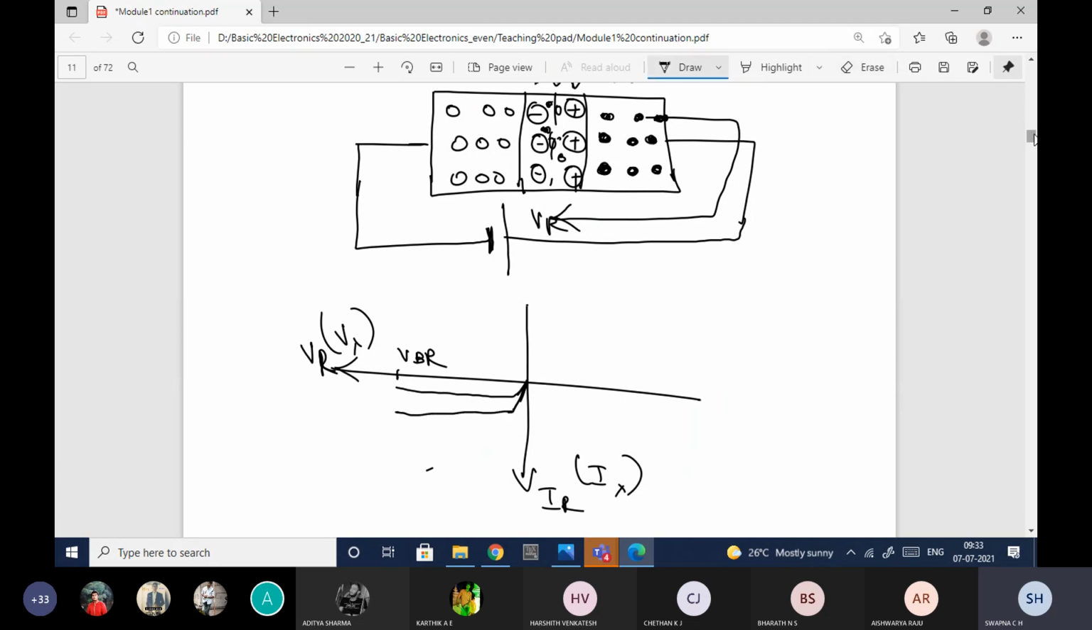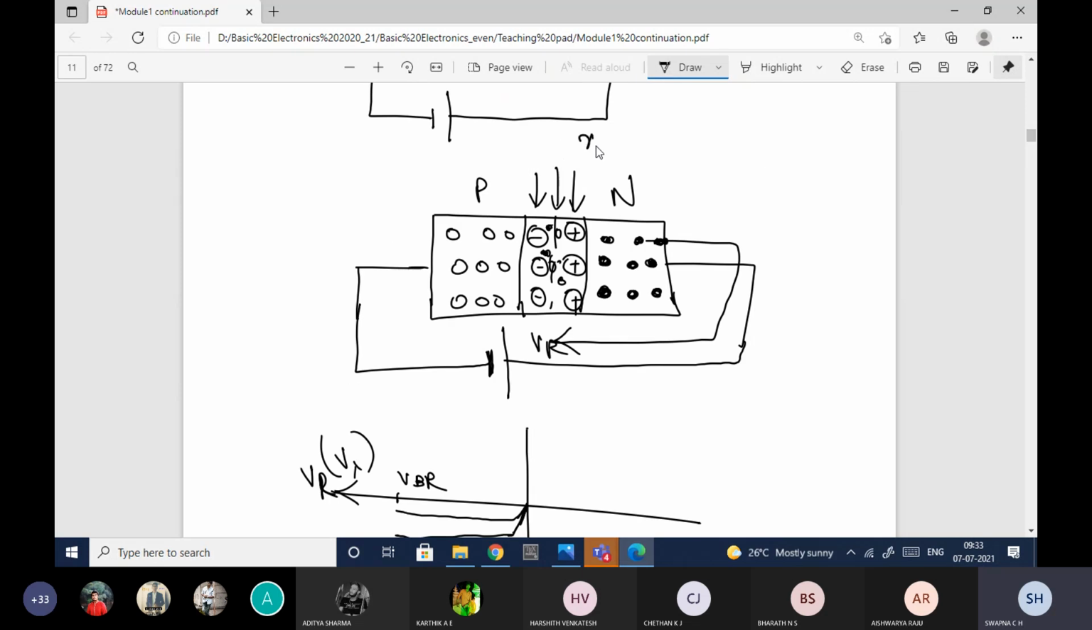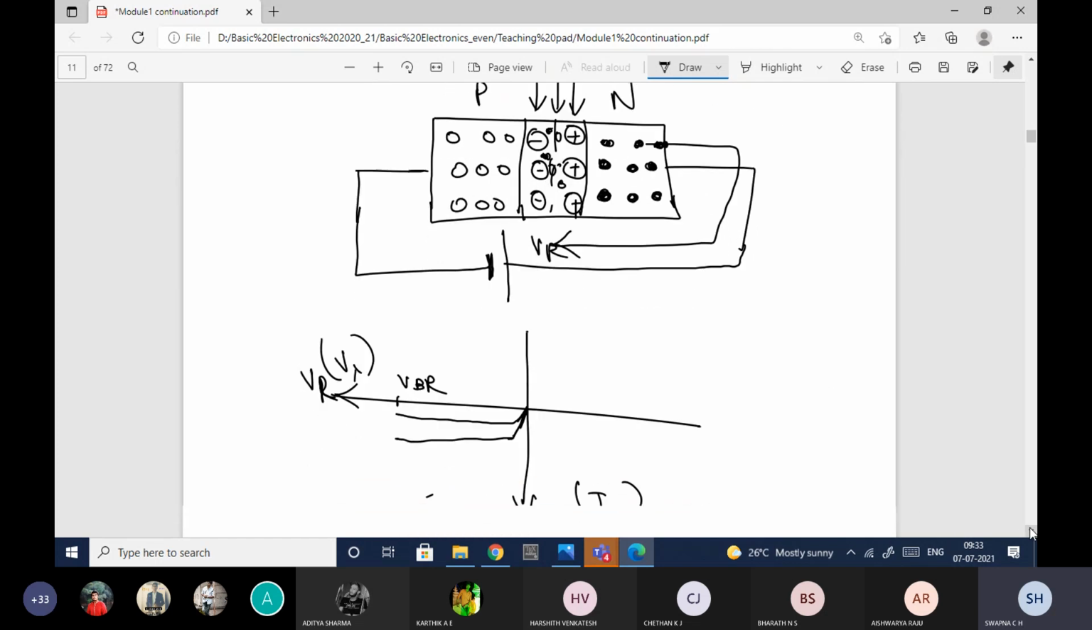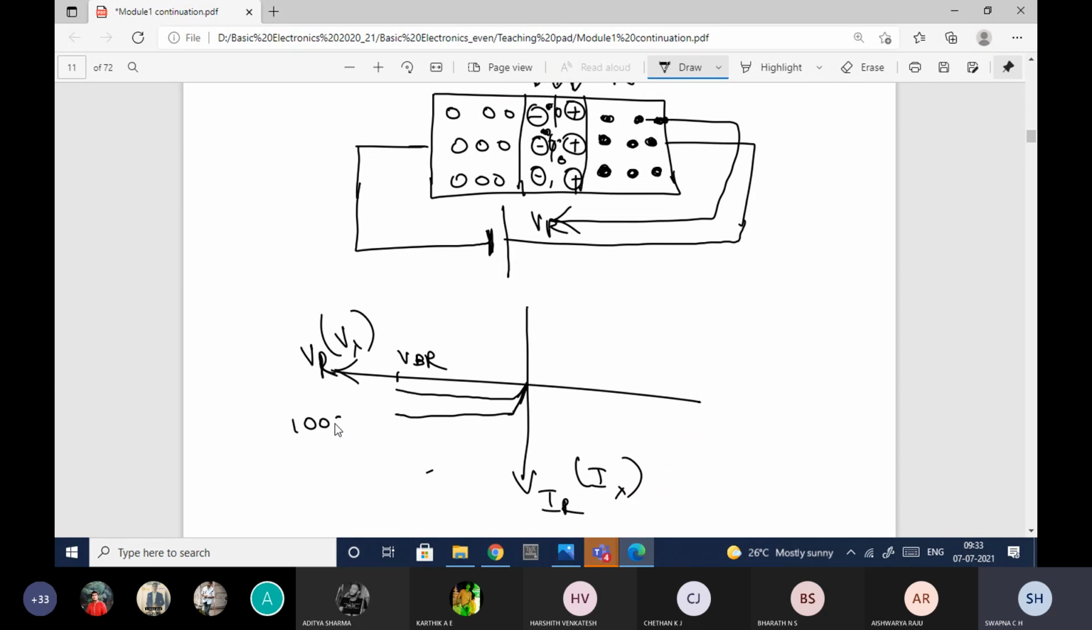Now again, let me consider. First I have taken x1 foot candela. Now I will take some value. Let me take it as 1000 FC. So this is the characteristics for 1000 FC. And this one is dark current. We call this dark current. Dark current is nothing but when you're not impinging any light. So whatever reverse characteristics you're getting, that is said to be the dark current.